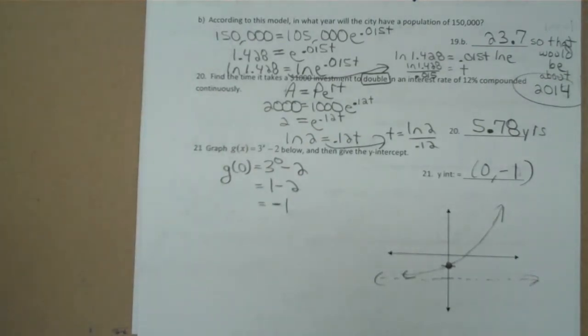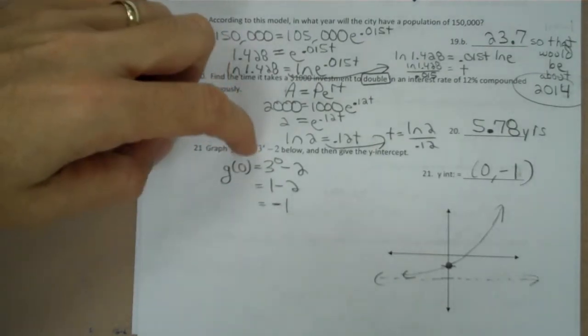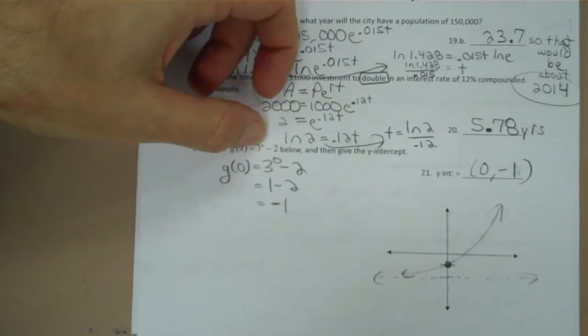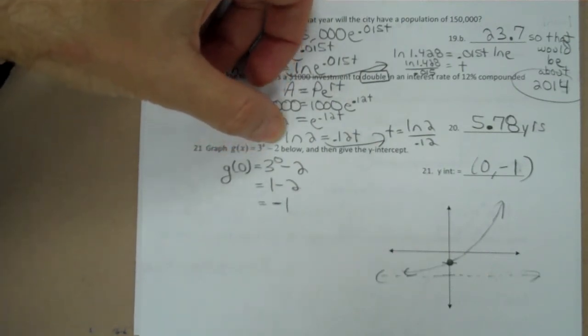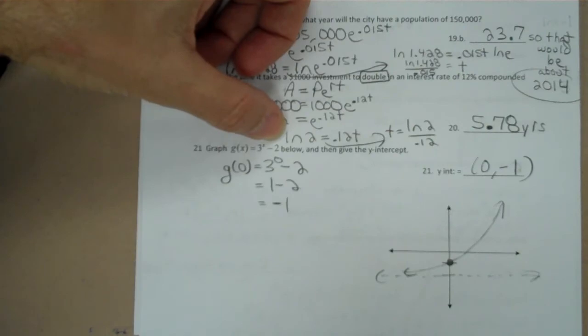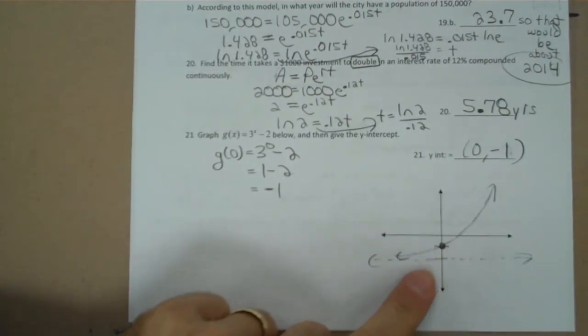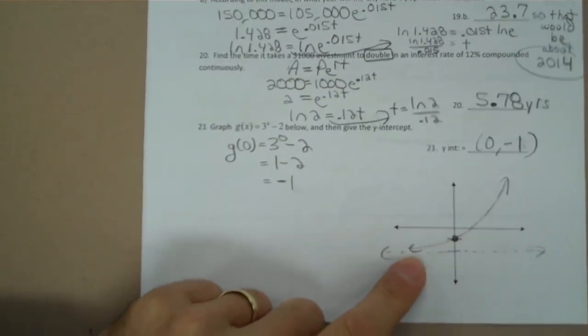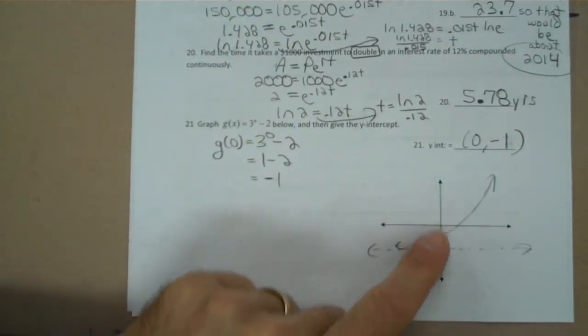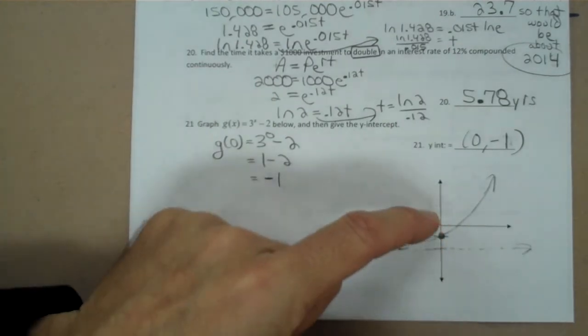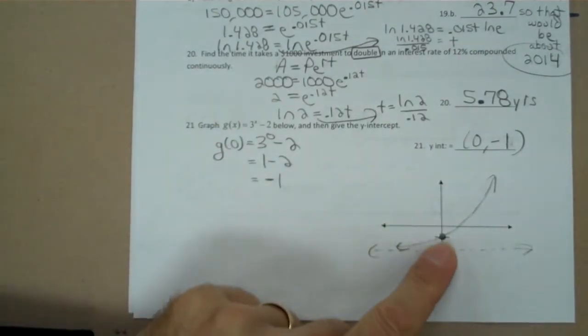Number 21, you want to graph this. You know exponential functions typically have a horizontal asymptote of y equals 0, right on the x-axis. But that says -2, so that means it's shifted down 2 units. So that's why I have a horizontal asymptote here. And then I want to figure out, where does this cross the y-axis? Well, it usually crosses at 0, 1, so it's shifted down 2 units, so it's at 0, -1. So that's what we got.